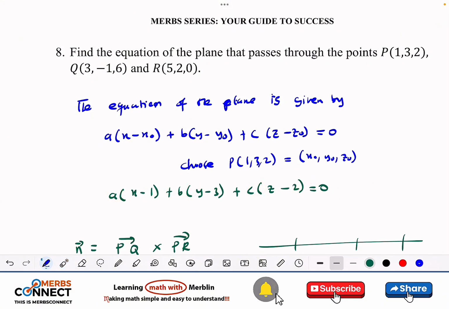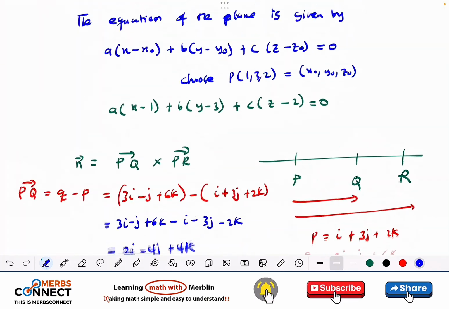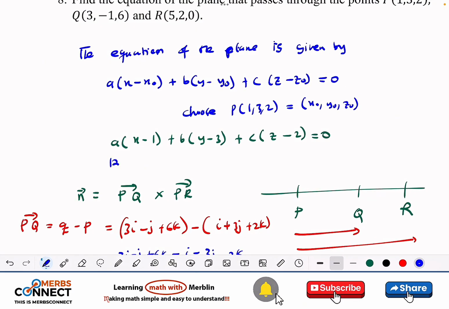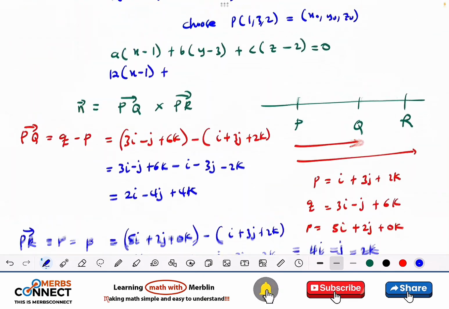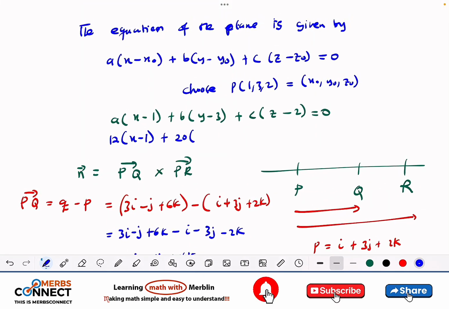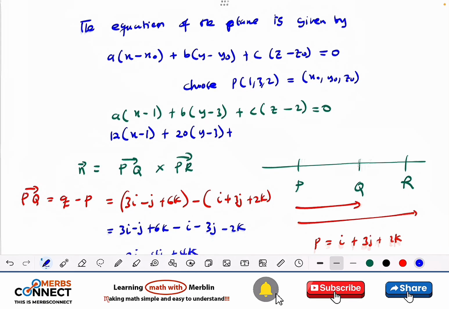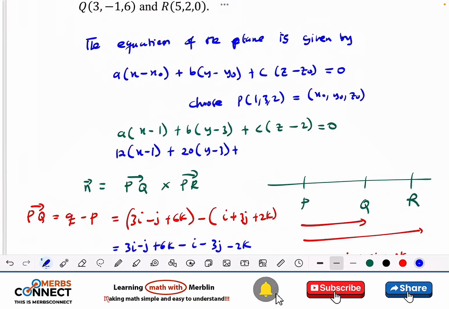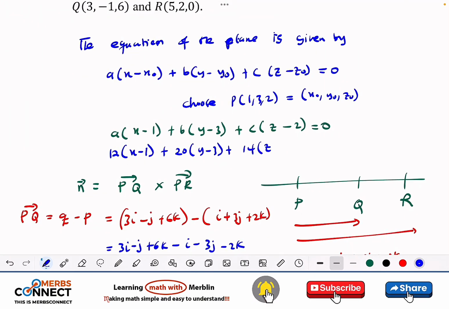Boom. So we just need to put these ones in front of this, that, and that, and then we are done. So we are going to have a is 12, so we have 12(x minus 1) plus b is 20, 20(y minus 3) plus c is 14, 14(z minus... minus what?